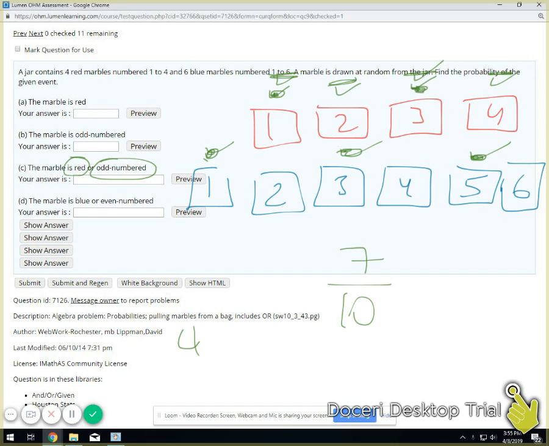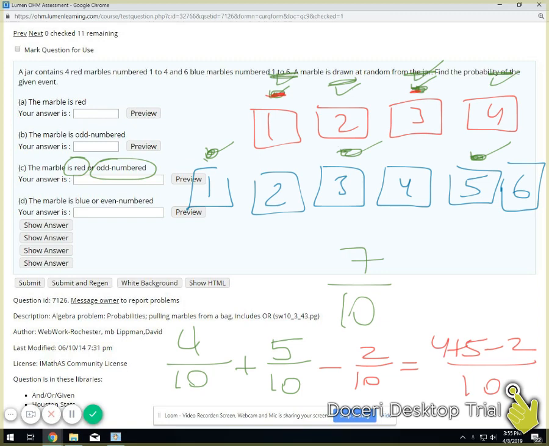Another way of thinking about this mathematically is this. You have 4 marbles that are red, so your chance of picking a red marble is 4 out of 10. You've got 5 marbles that are odd numbered. However, we're going to subtract out the overlap, which is the marble 1 that's red and the marble 3 that's red. 2 out of 10. Since the denominators are the same, we can just add the 4 and 5, subtract the 2, and that's how we get the 7. So 7 out of 10 is the probability there.